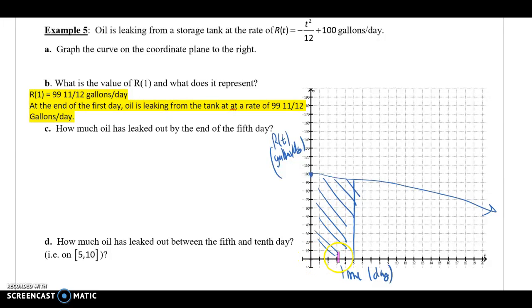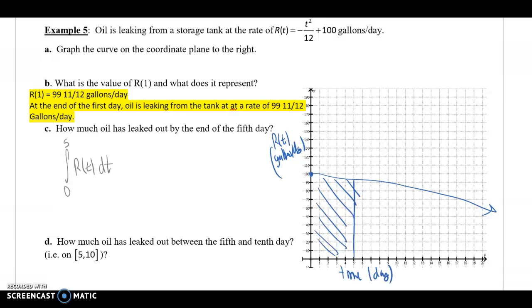It is days on the horizontal axis times the vertical axis, which is gallons per day. You multiply days times gallons per day, you get gallons. So that there is our value in there. And to find the area under this curve, the accumulated oil that has leaked out by the end of the 5th day, we are going to use the integral from 0 to 5 of R of T dt.